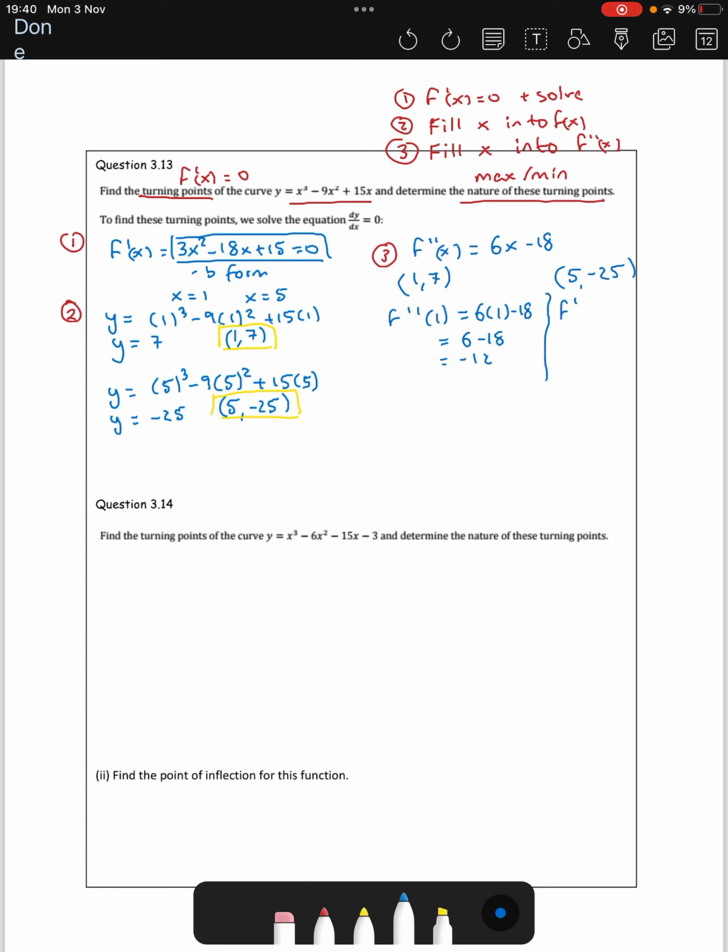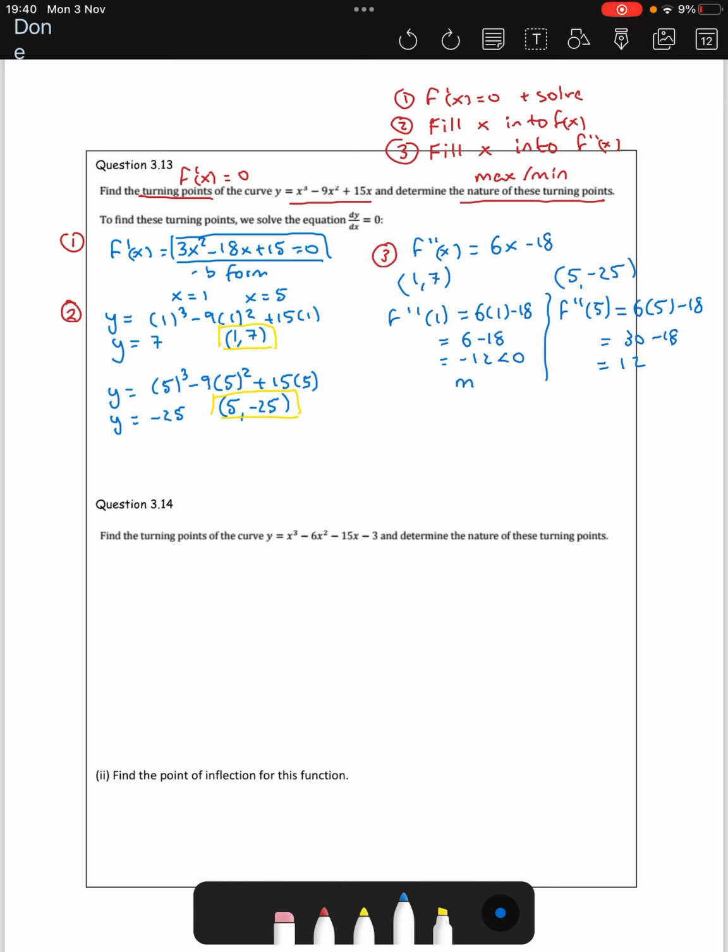And when I fill in my second differentiate with 5, I'll get 6 times 5 minus 18, which is 30 take away 18, which is going to be 12. Now remember, the minus 12 and the 12 don't make any difference, not the numbers, just if it's a plus or a minus. Minus 12 is less than 0.